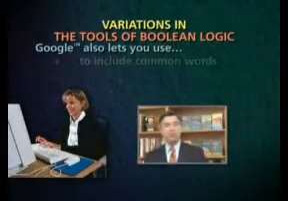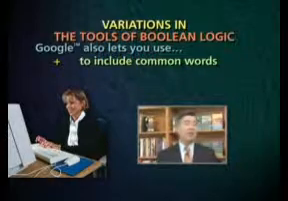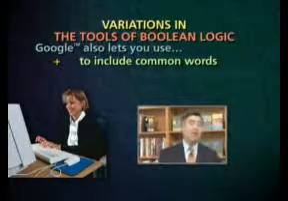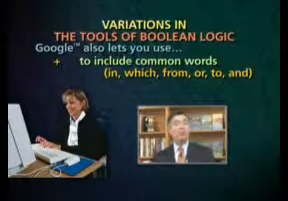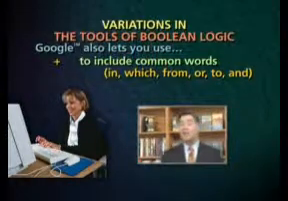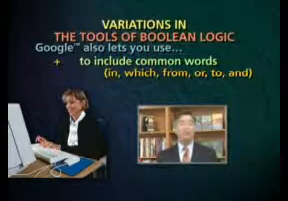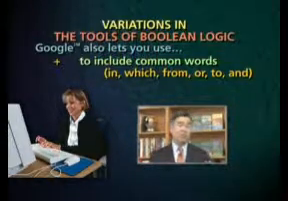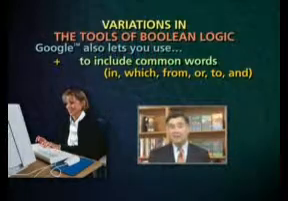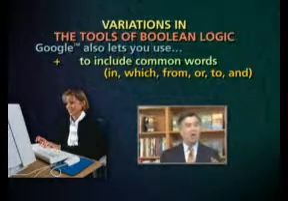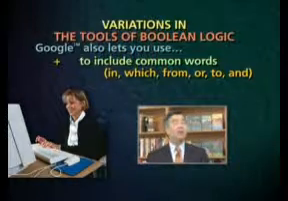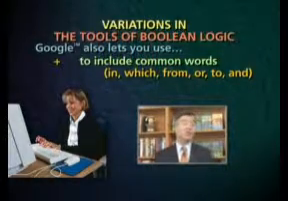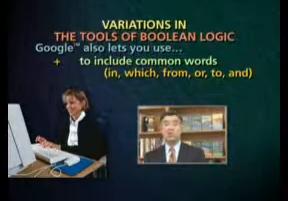Google also lets you use plus to include common words. So, for example, if there was a particular common word, like in, which, from, or, to, and, those kinds of words, that was important to include in a particular search, you could use quotation marks around the entire phrase to explicitly include all of those words, or you can simply put a plus sign in front of each of those words, and that way Google knows, don't ignore this term, instead use it as part of our search.